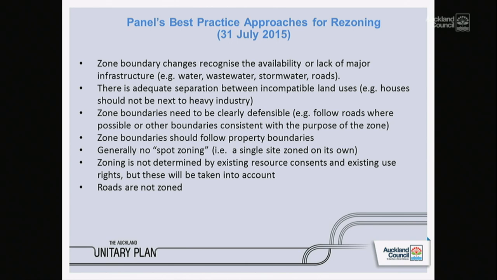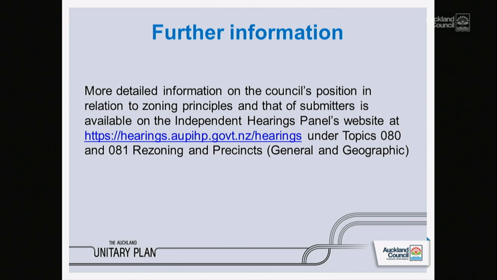Zoning shouldn't be determined by an existing resource consent or an existing use right, but these can be taken into account, and roads should not be zoned. They should simply be shown as roads. And yeah, that's really a summary of the principles endorsed by the committee that influenced a lot of the mapping work that took place and the guidance from the panel.